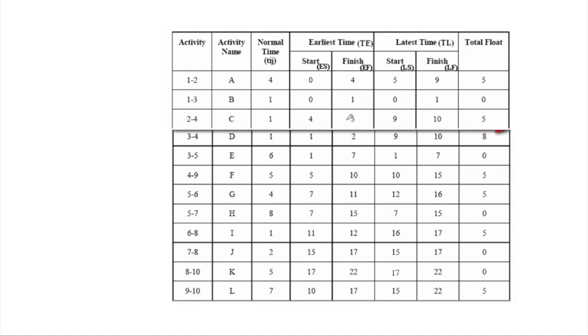Similarly, if we move on, the subtraction of these two, this minus this or this minus this, will give you the total float. Any one of these figures will do: in this case it is 0, in this case either 10 minus 5 or 9 minus 4, either 10 minus 2 or 9 minus 1, and it will give the same value. Now you can see that there are some activities where this float is 0, and all these activities are called critical activities.